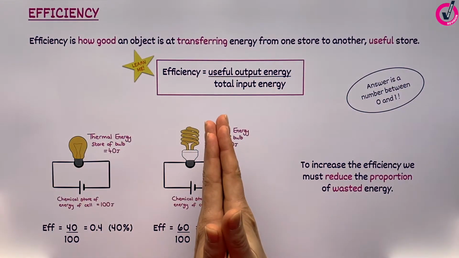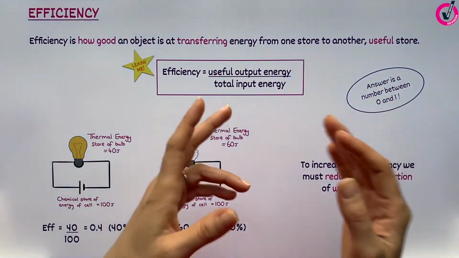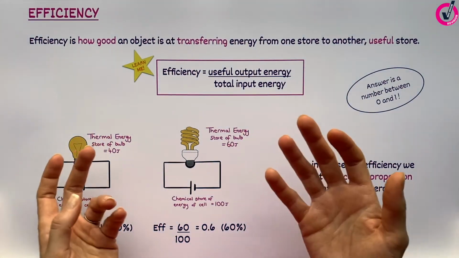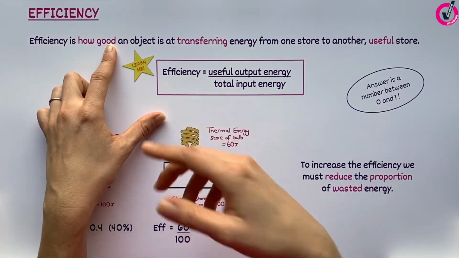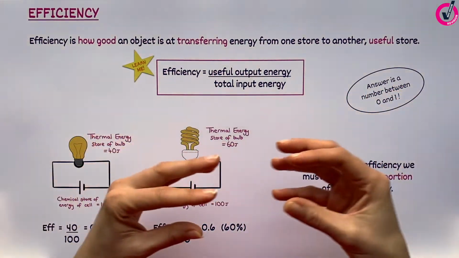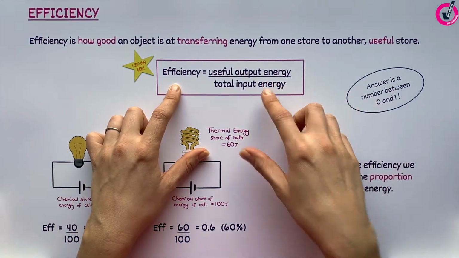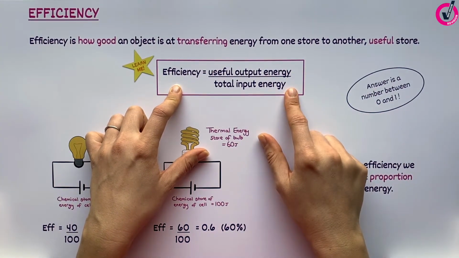When energy is transferred, some of it ends up where we want it to be, in what we call a useful store, and some of it ends up somewhere else. We say it's wasted. Efficiency is a way of comparing different systems and how good they are at turning the energy we put in into useful stores. Efficiency equals useful energy out divided by total energy in.